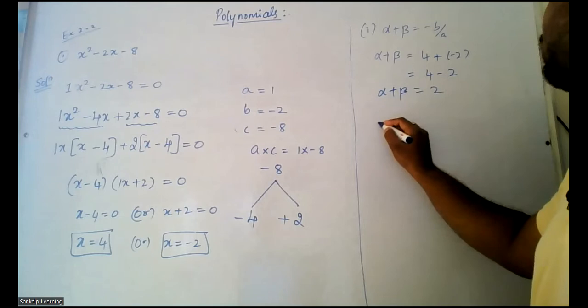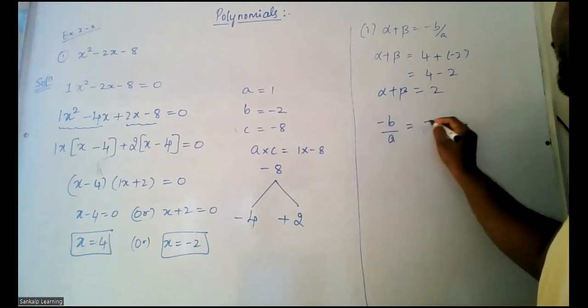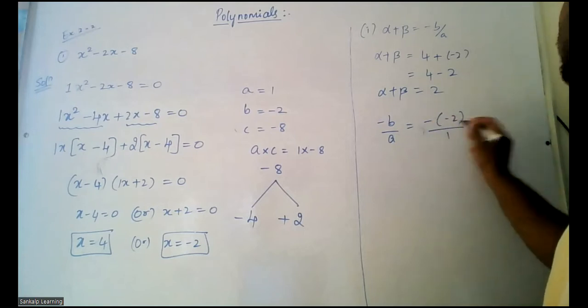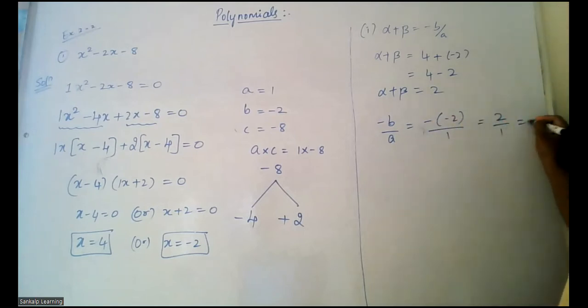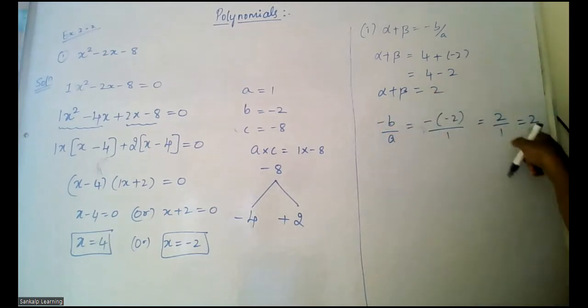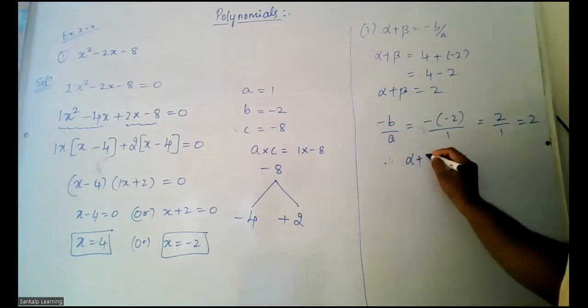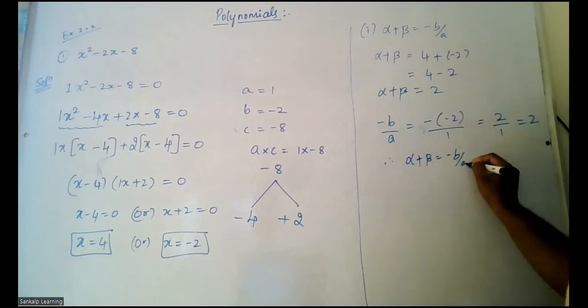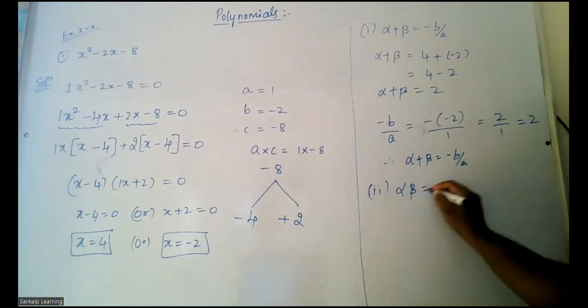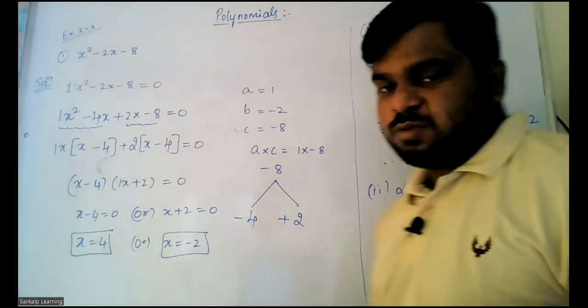Okay. Now what is minus b by a? What is b value? Minus 2. A value is 1. So minus into minus plus 2 by 1 is what? 2. You got the same answer. Alpha plus beta is also 2. Minus b by a is also 2. Therefore, you can tell alpha plus beta is minus b by a. Verified. Second one is, you have to find whether alpha into beta is equal to c by a.